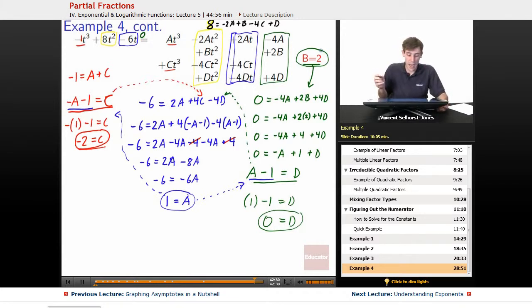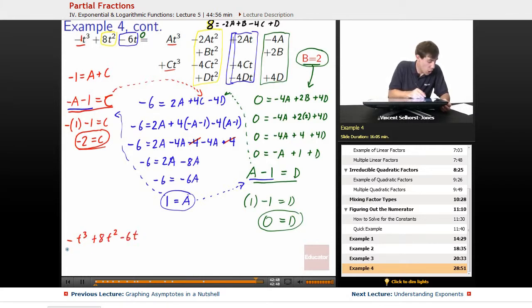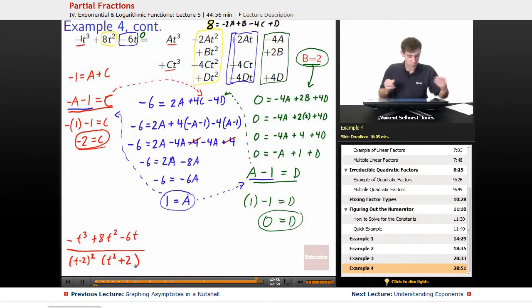So we had this set up as t minus 2 and plus t minus 2 squared plus t squared plus 2, right? It was in the format negative t cubed plus 8t squared minus 6t all over t minus 2 squared times t squared plus 2. Okay, so that's the case. We had that as something over t minus 2. It was a over t minus 2 plus b over t minus 2 squared plus cx plus d, right? Cx plus d over t squared plus 2.